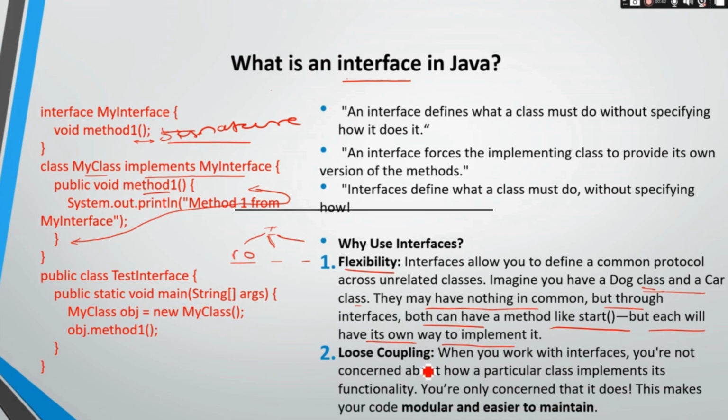Also, loose coupling. When you work with interfaces, you are not concerned about how a particular class implements its functionality, but only that it does, correct? This makes your code modular and easier to maintain, right? It will make our code modular because the implementation will be specific to that particular class only, correct? So it is a modular implementation.